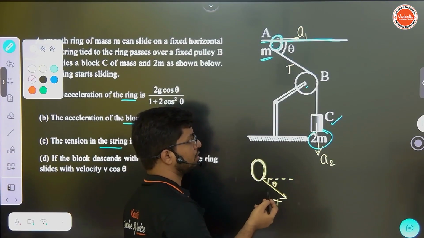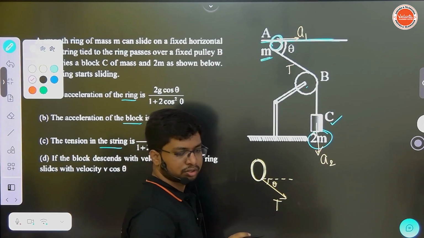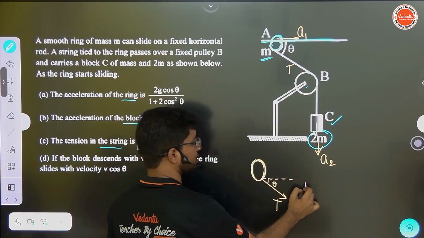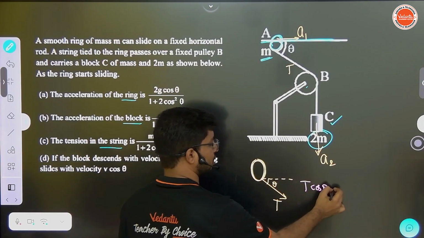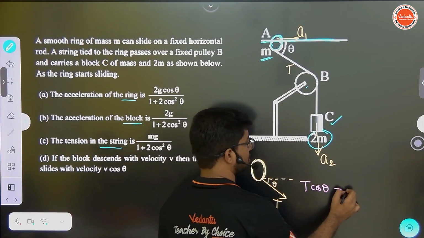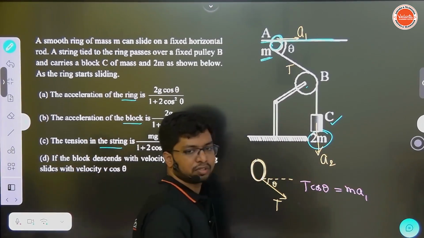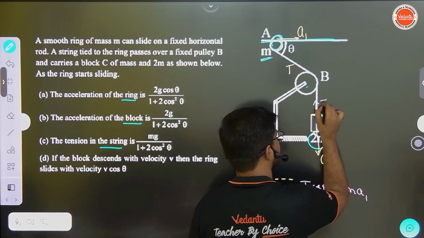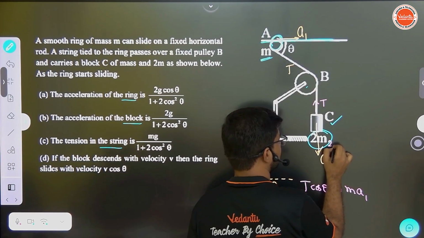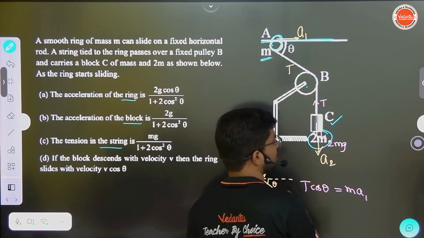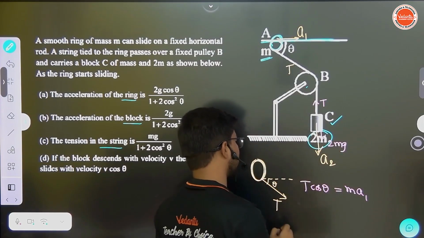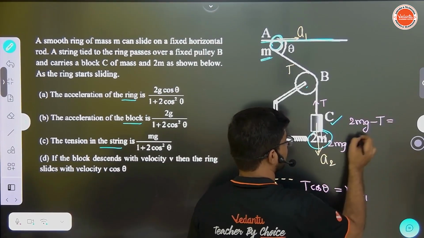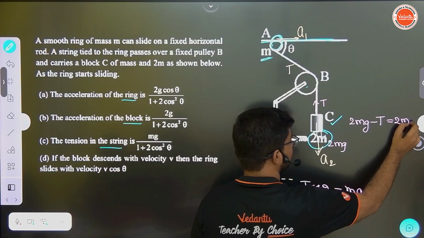There is a normal reaction from the ring here, but that is of no use. Okay. So what is the force acting on this ring over here in the horizontal direction? T cos theta, which is equal to small m times a1. Clear? Then for the block C, here you have a tension T and 2mg in the downward direction. That's it, right? Then what is the equation for block C here? 2mg minus T is equal to 2m a2.